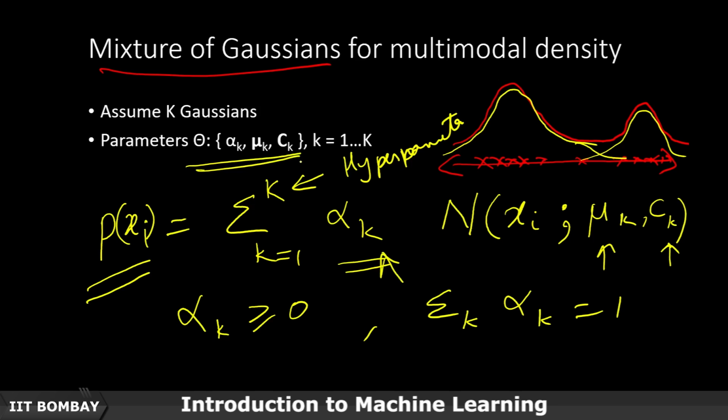Here it is not so straightforward to find what the different alpha k's are. It's not easy to find what the different mu k's and what the different C k's are. So those have to be found using an algorithm which is not as straightforward as taking the sample mean or the sample covariance that we saw in the case of a single Gaussian. Now we have a mixture of Gaussians.